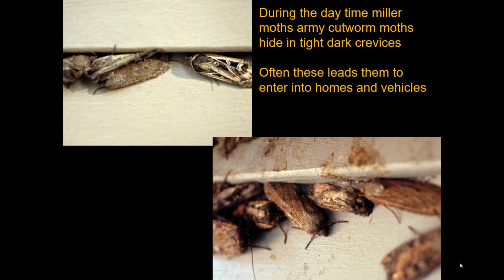But the issue with miller moths is that in the daytime they seek cover. They're active at night. In the daytime they seek cover, and they get into little cracks and crevices, and that could be little cracks and crevices around a window or around a door or underneath a door, or some kind of opening that allows them then to get inside. And then they get into your home. Some of them get into the home, and then some of them get into your vehicle through some little crack or crevice, and that can drive people nuts.